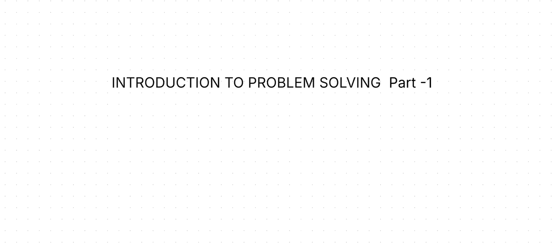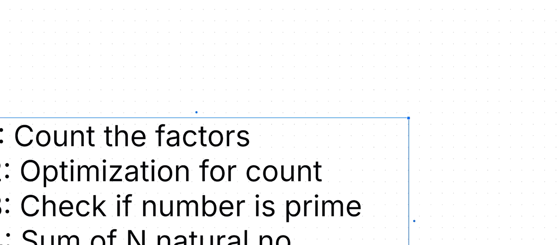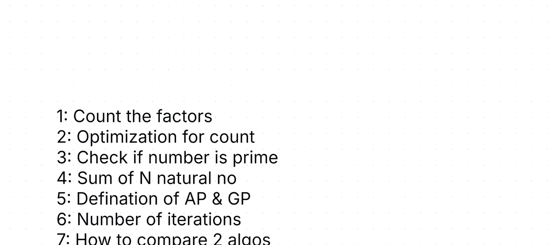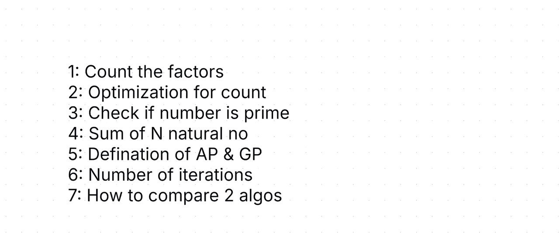So without wasting a single second, let's jump straight into our very first lecture, Introduction to Problem Solving, Part 1. In Introduction to Problem Solving, we are covering these 7 topics: count the factors, optimization for count, check if a number is prime or not, sum of n natural numbers, definition of AP and GP, number of iterations, and how to compare two algorithms.